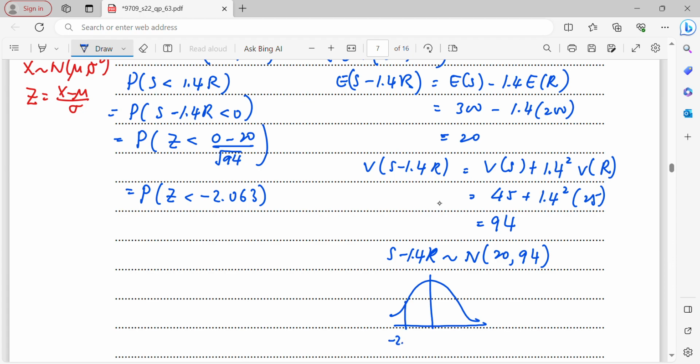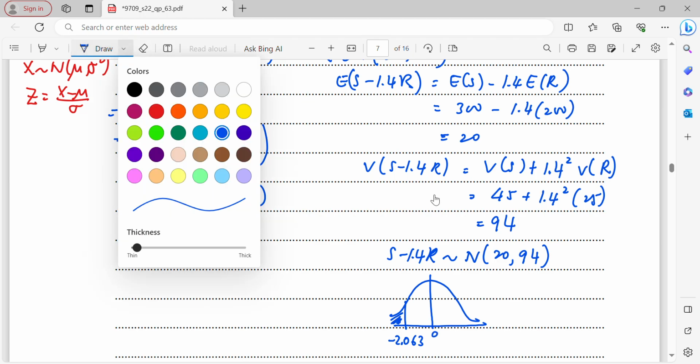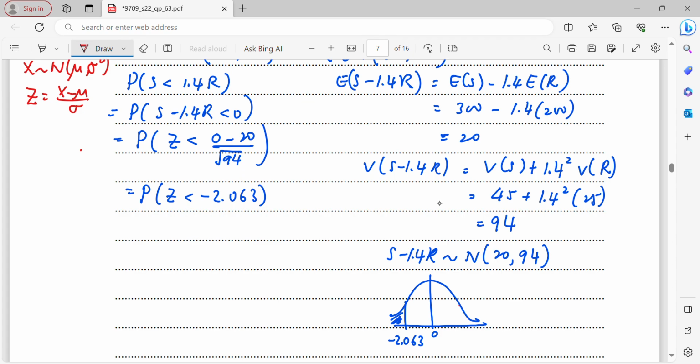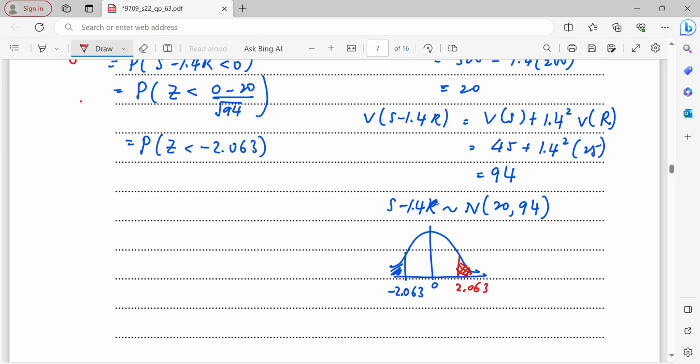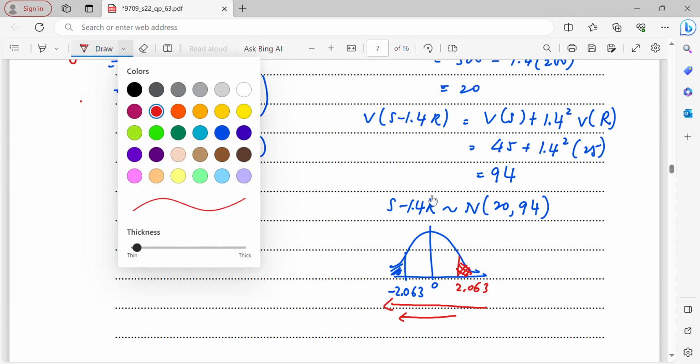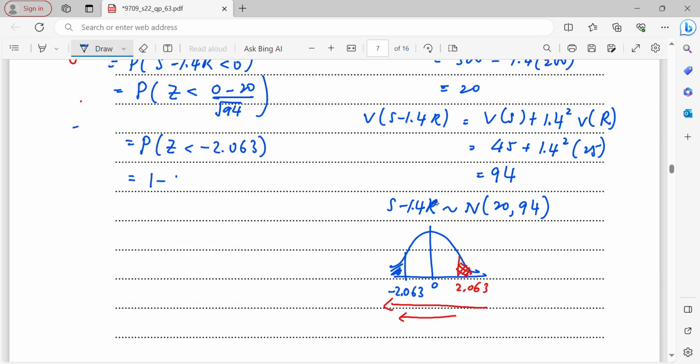So again, now I have to sketch a graph to show the region. Negative 2.063 is on the left hand side. Since it is less than, the region is towards the left hand side. And then now I have to flip it to the right side. So when I flip, it will be 2.063 and the region becomes a red region. So in order to get the red region, it will be total probability of 1 minus all previous probabilities. So here I will write it is 1 minus P(Z less than 2.063).